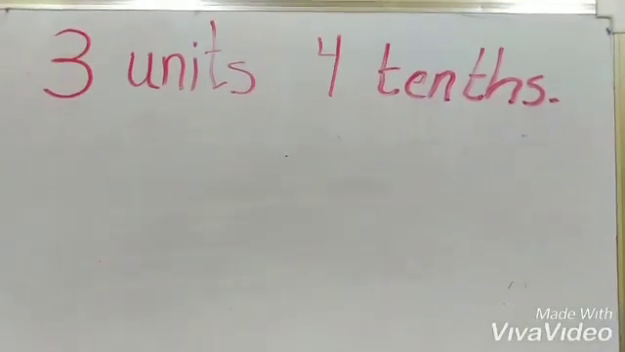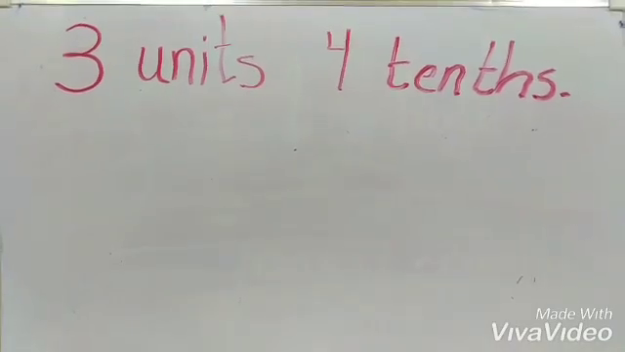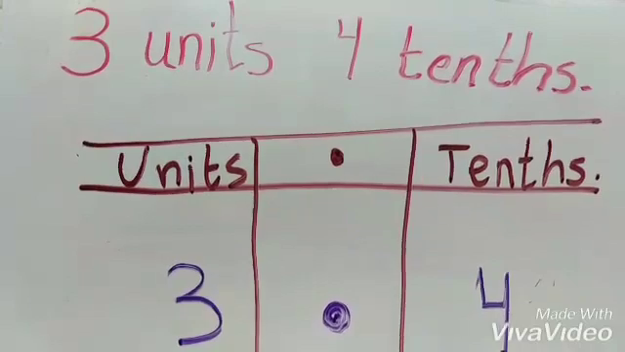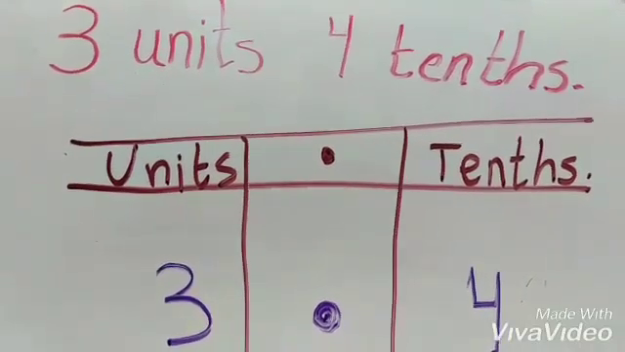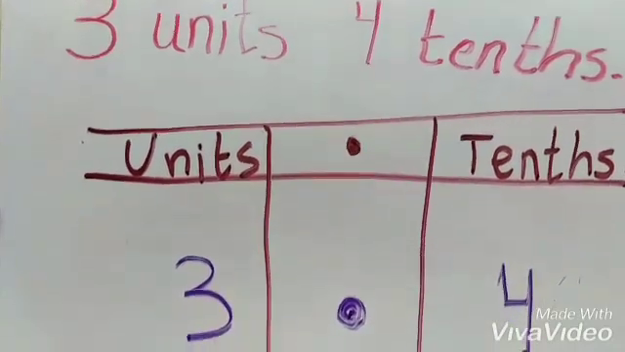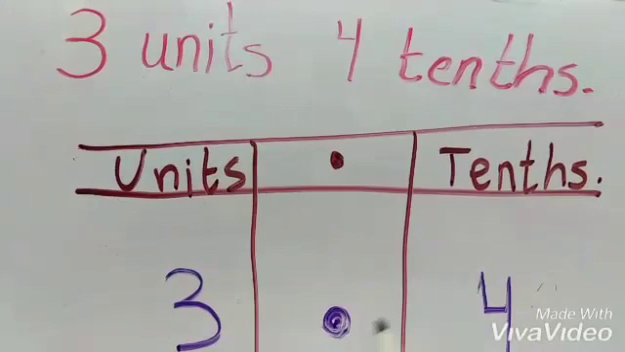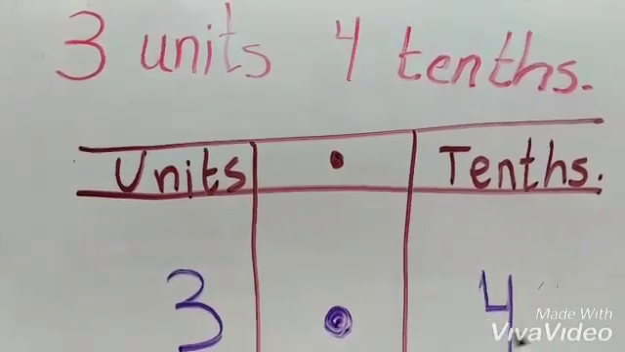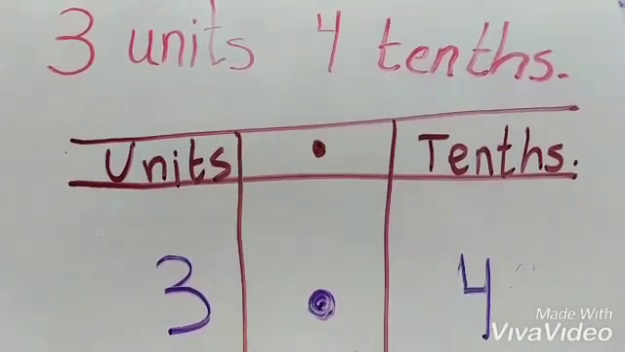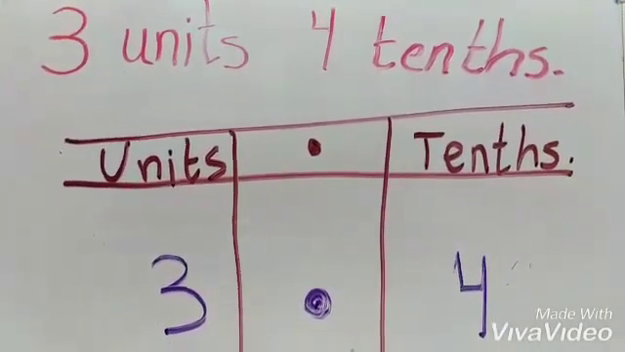Now how can we write 3 units and 4/10 as decimals? We can use the place value table to show 3 units and 4/10. In the unit place we will write the number 3. And here we have the decimal point. In the tenths place we will write the number 4. So 3 units and 4 tenths as decimals is 3.4.